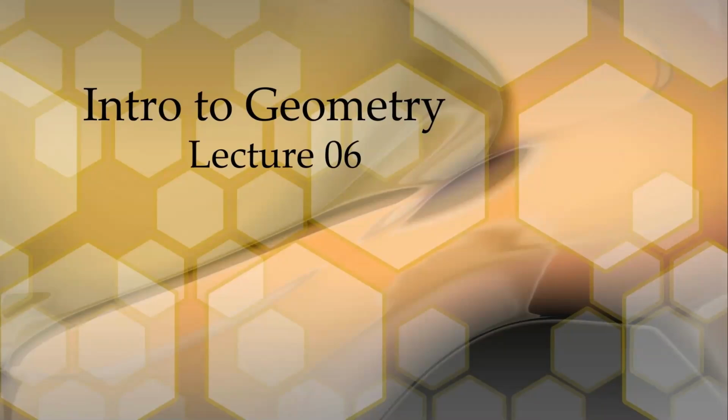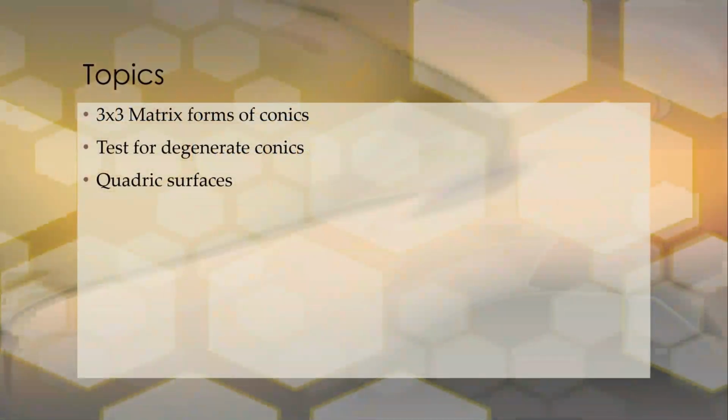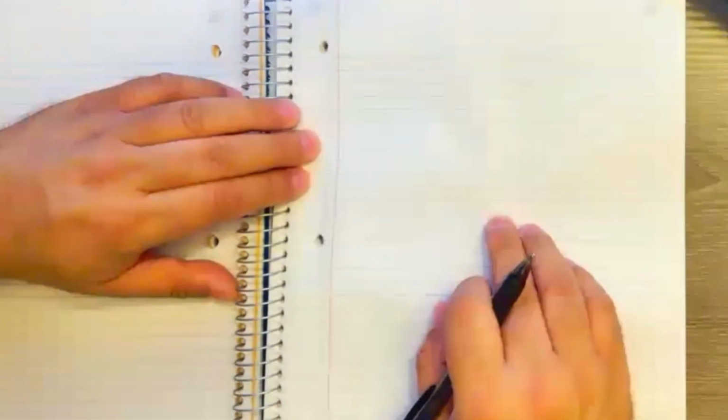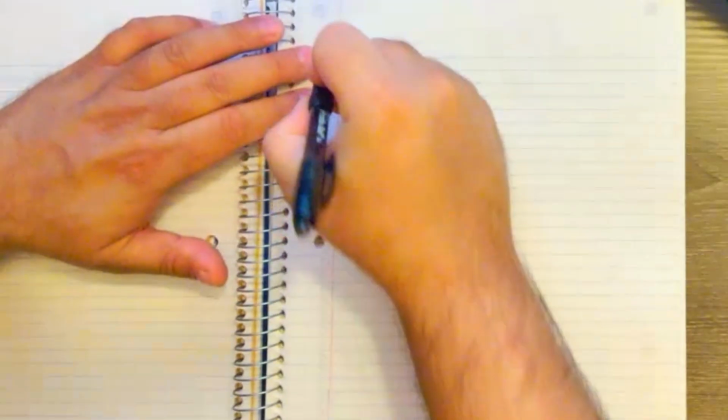Welcome to the sixth Introduction to Geometry lecture. The topics that we will explore in this lecture include the 3x3 matrix form for conics, a test for degenerate conics, and quadric surfaces. Okay, so we'll start this lecture with the exercises from the previous lecture.